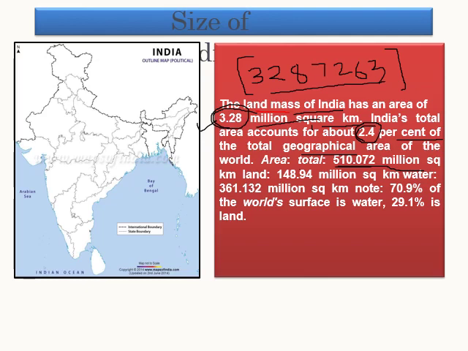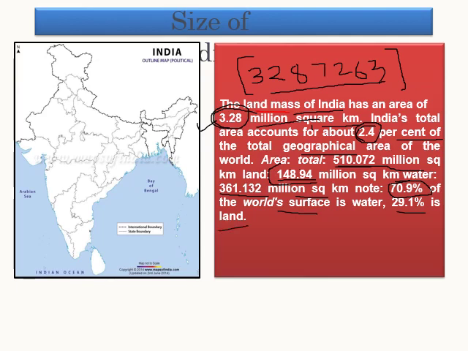When we divide it into two different parts, the land area covers about 148.94 million square kilometer, and the rest, which is 361.132 million square kilometer, comprises the water body. So we can clearly say that 70.9% of the area of the world is covered by water, and the rest, 29.1%, is just the land mass.